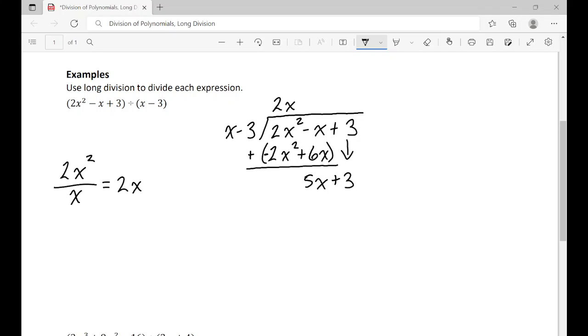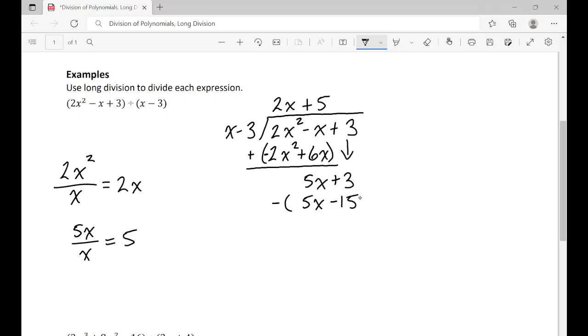So now we've gone through steps 1 through 4. Now we're going to start back at 1 again. We're going to take the leading term here, which is 5x, and we're going to divide it by the leading term here, which is x. So 5x divided by x is just 5. Now we're going to take 5 and move it up here. Since it's a positive 5, we're going to say plus 5. And now distribute the 5 to x and to negative 3, which should give us 5x minus 15.